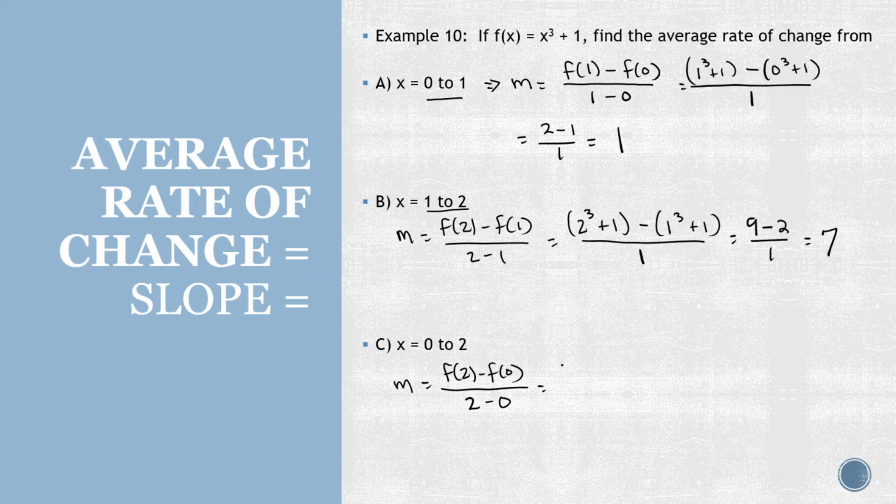Okay. So f of 2 is 2 cubed plus 1. f of 0 is 0 cubed plus 1. So I end up with 9 plus 1 over 2, which is 5. Okay.